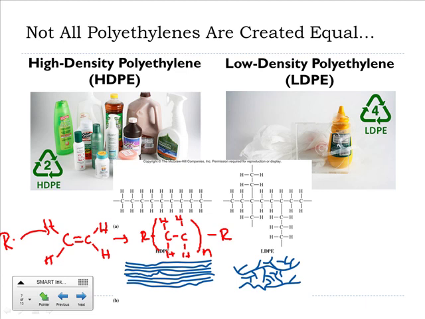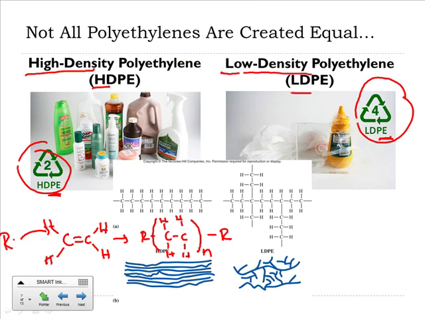In fact, there are two different types of polyethylenes that you even see in your everyday lives. So if you just go take a look at some plastic items in your kitchen and you look at the recycling symbols on them, you'll see that some of them have a recycling symbol with a 2 in the middle, and some of them have a recycling symbol with a 4 in the middle. Those are both polyethylenes, PE. PE is the abbreviation for the plastic polyethylene. The difference is between whether they are HD, high density, or LD, low density polyethylenes.